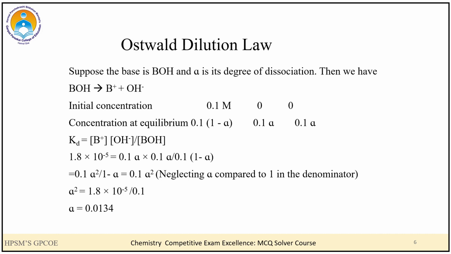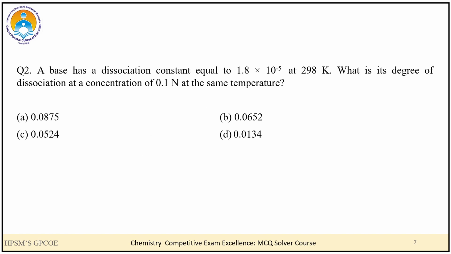This problem is based on the Ostwald dilution law. It relates the dissociation constant of a weak acid with its degree of dissociation and concentration. Suppose the base is BOH and alpha is its degree of dissociation. Then we have BOH dissociating into B plus and OH minus. The initial concentration values will be 0.1 molar for the reactant and 0 for the products. Concentration at equilibrium will be 0.1 into 1 minus alpha for the reactant side and 0.1 alpha for both the products separately. The dissociation constant will be equal to the product of concentration terms of the products divided by the concentration of the reactant. If we substitute the value of Kd, that is 1.8 into 10 raised to minus 5, and 0.1 alpha for B plus and OH minus, and 0.1 into 1 minus alpha for the concentration of BOH, we get a value of alpha equal to 0.0134. Thus, the answer is option D.